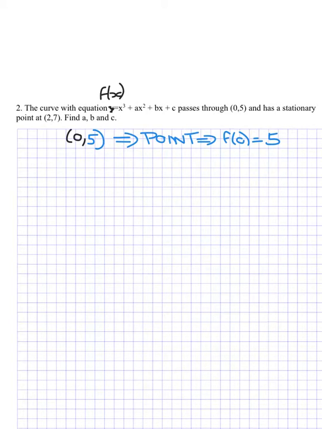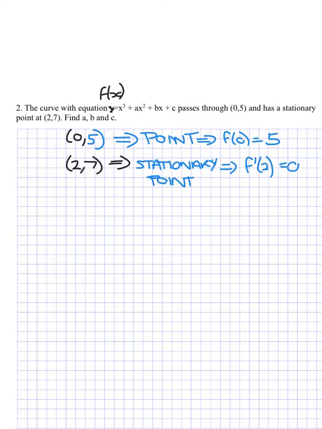Then you've got another bit about (2, 7). Now it says it has a stationary point there, so that is actually telling you 2 bits of information. Can anyone tell me what one bit of information would be? When the slope equals 0. Very good. In terms of function notation, slope equals 0 means dy on dx is 0, so dy/dx at x equals 2 equals 0. In terms of f of x, f dash of 2 would equal 0. Do we agree with that?